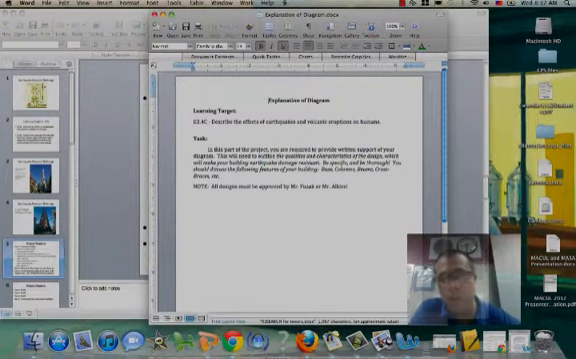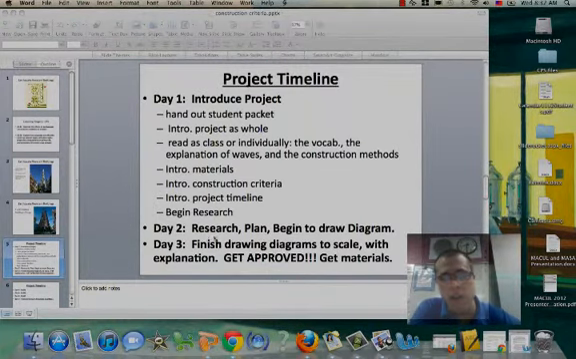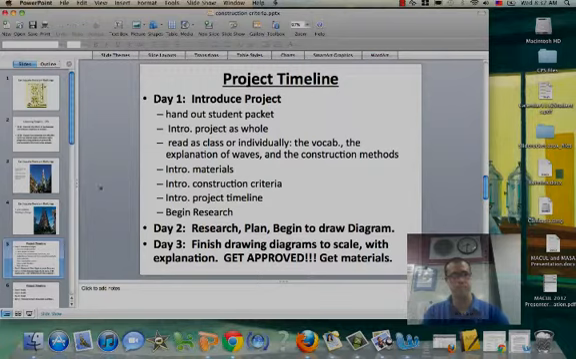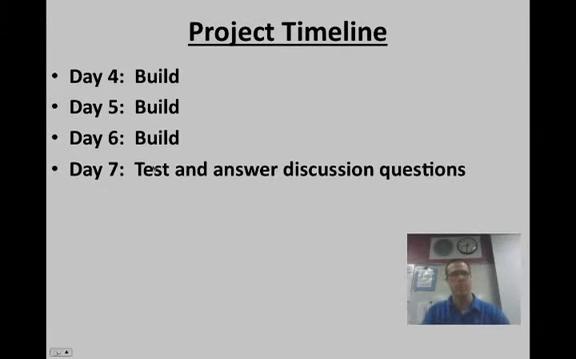And probably to get approved, you're going to have to go above and beyond that. Okay, that means approved to start building. So you have the explanation done, your diagram done. If it's good and everyone's on the same page, meaning they all look exactly the same, we're going to get approved, and I'll let you get your materials. Then it's build, build, build.